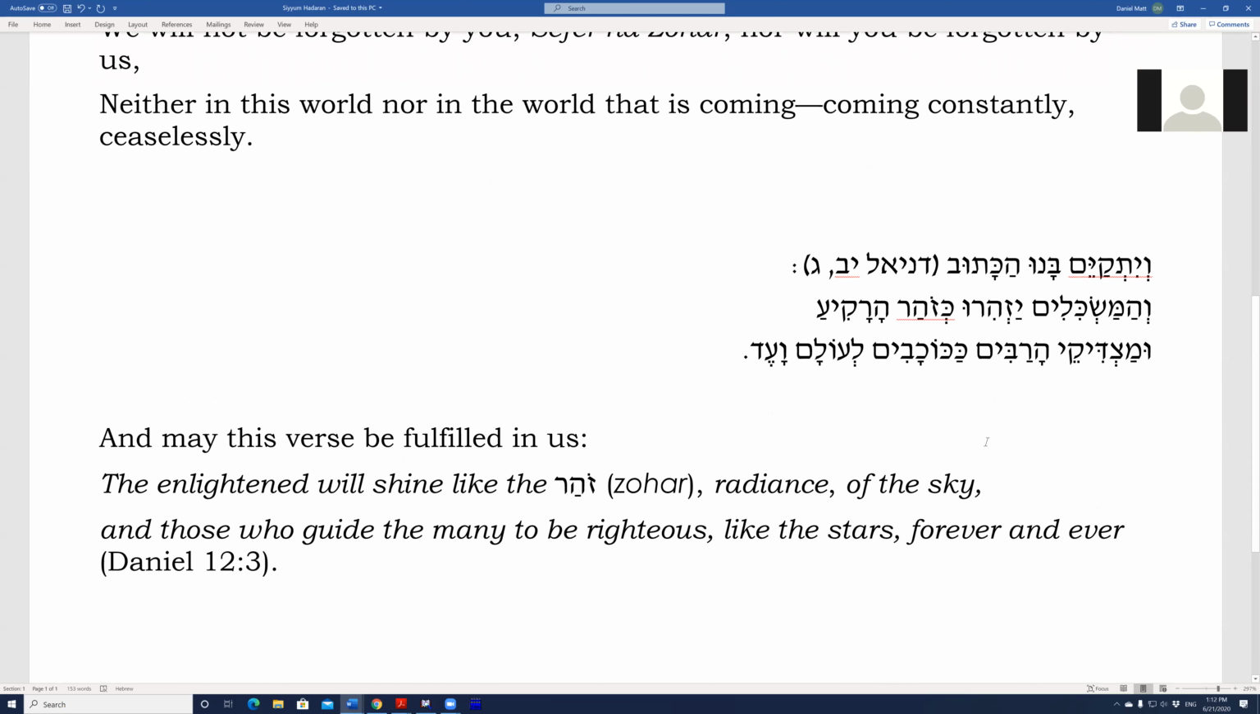The verse that really gave the name Zohar to the Zohar, may this verse be fulfilled in us. The enlightened will shine like the Zohar, radiant radiance of the sky. And those who guide the many to be righteous, like the stars, forever and ever.